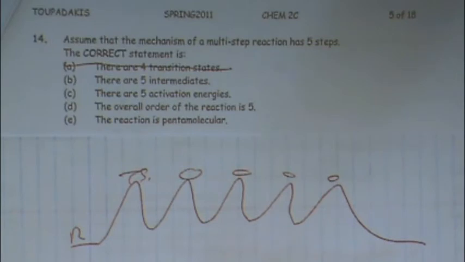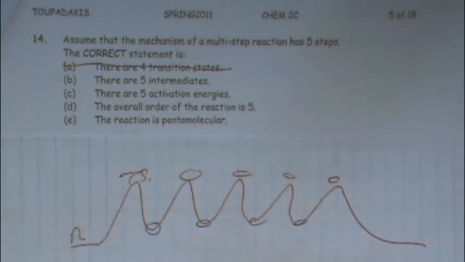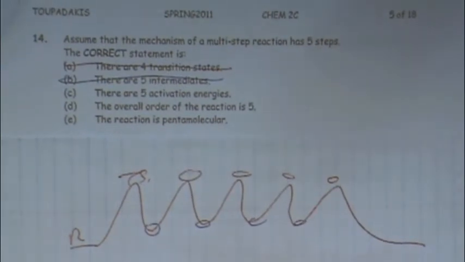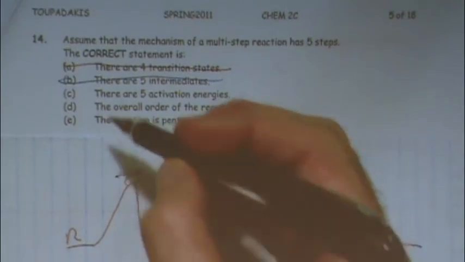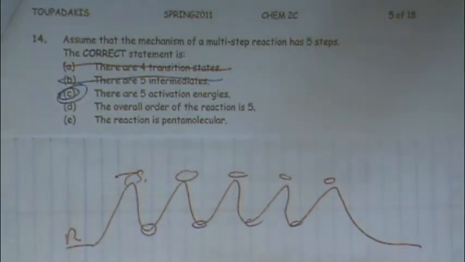If x is the number of steps. You can see here, 5 steps. How many intermediates? 1, 2, 3, 4. 5 minus 1. So, second, wrong. 5 activation energies. You already did the answer. You know that, right? Each step is an activation energy. So C will be the answer. Okay? Any question for this? Pretty easy problem. You should not miss it. So let's go to the next one.